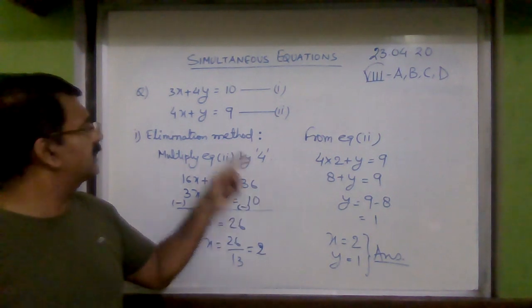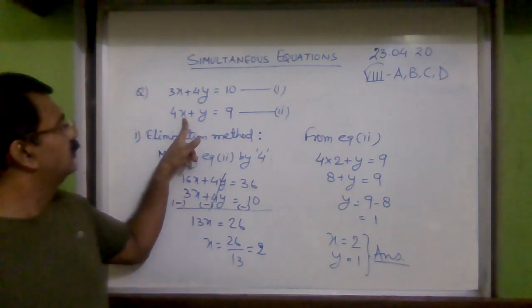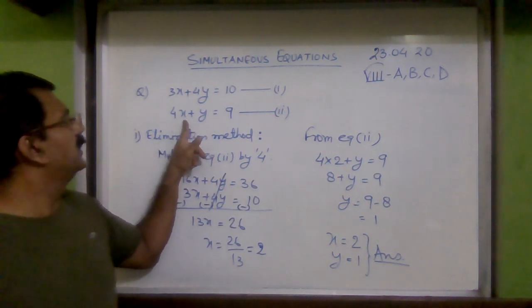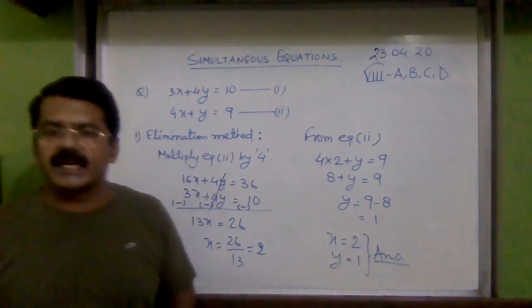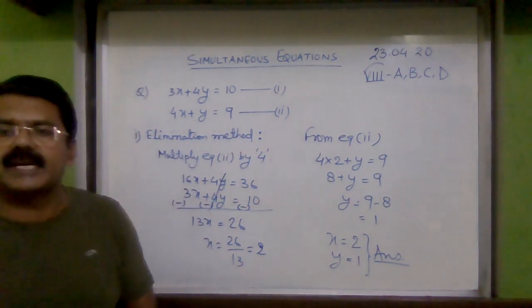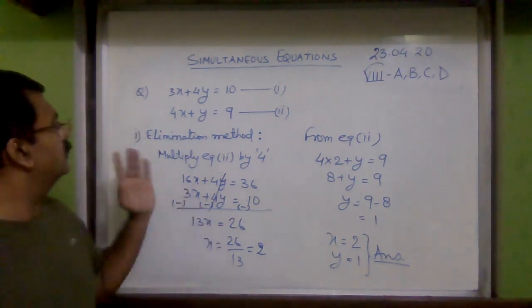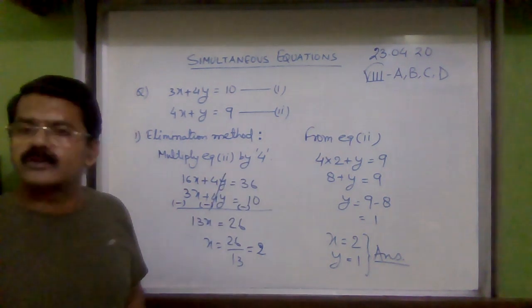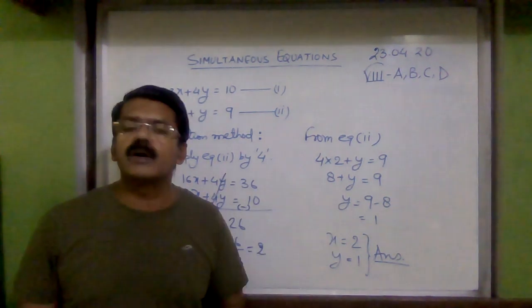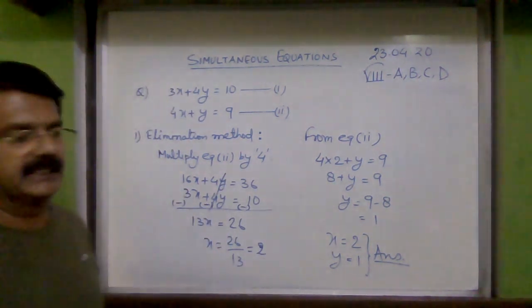Similarly, in the second equation, if you put x is equal to 2 and y is equal to 1, 4 into 2 will be 8 and plus 1, that is 9. So again on the left hand side and right hand side you are having the same number. So you can see the second equation is also verified by these values of x and y.